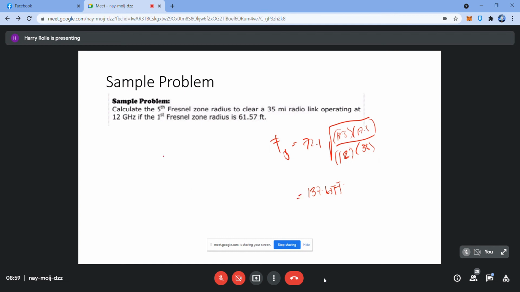Ito yung answer. Or you could use the Fn is equals to F1 multiply it by the square root of n, or 61.57 feet multiply it by the square root of 5. And that is the same as 137.67 feet. So are we good, guys?